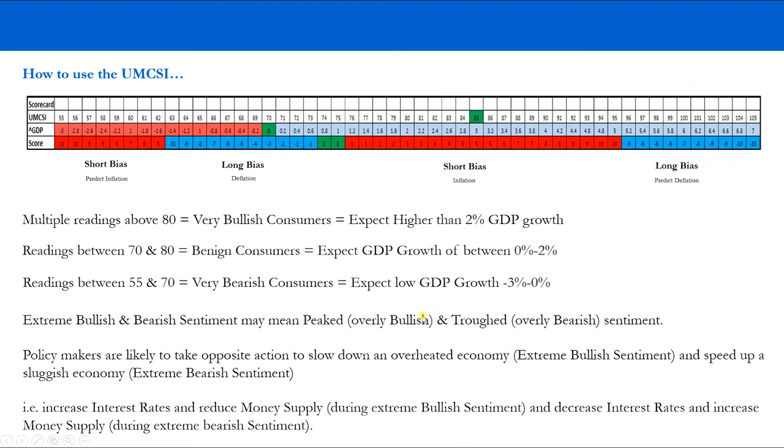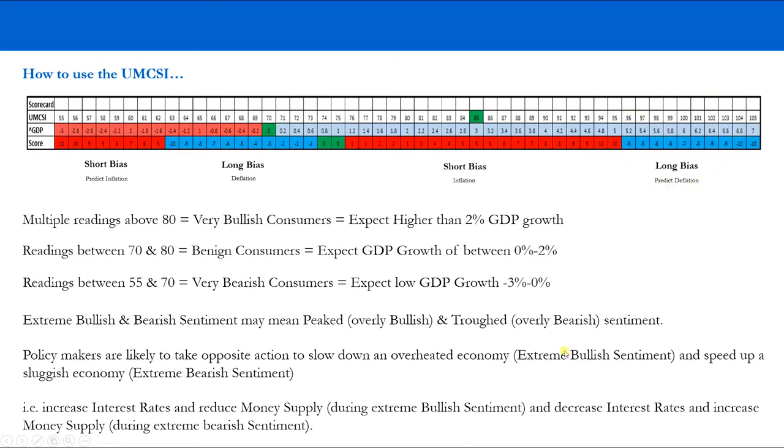So for example, if we get multiple readings of the UMCSI up here, what's likely to happen is that central authorities like the Fed, the central bank, are going to look at this and they're going to come to the conclusion that the economy is potentially overheating. And this is extremely bullish sentiment. So what we could, in fact, be predicting here is that in the future, we're going to get deflation because it can't get any better.